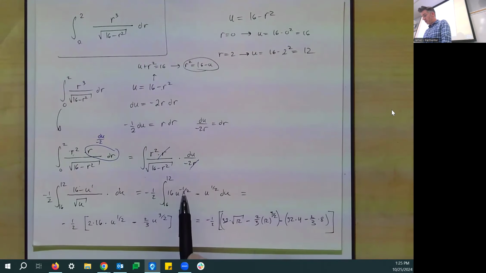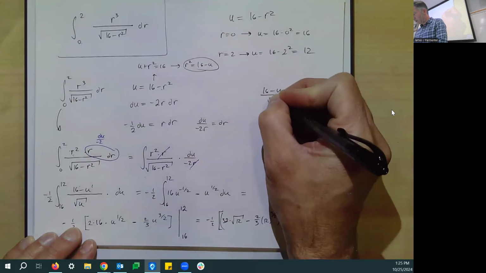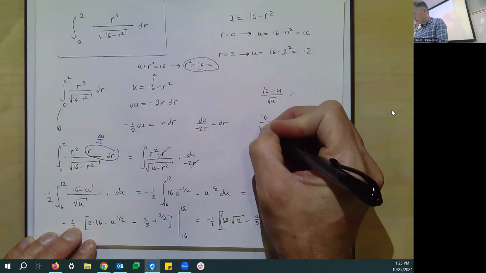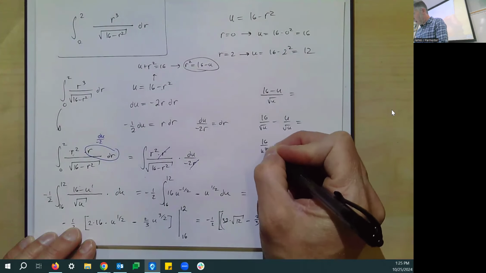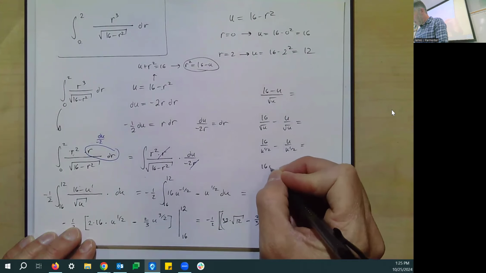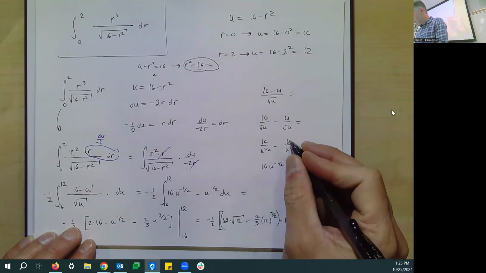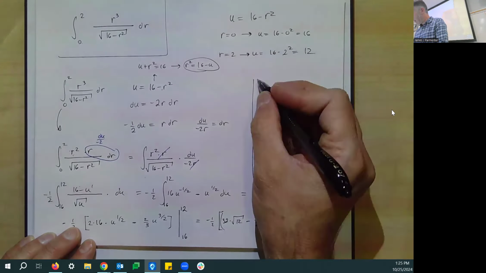Like from here to here. So what I did was I said 16 minus u over the square root of u is really 16 over the square root of u minus u over the square root of u, which is 16 over u to the 1/2 minus u over u to the 1/2, which is 16 times u to the negative 1/2 minus u to the first divided by u to the 1/2, which is u to the positive 1/2. That's how we got there.